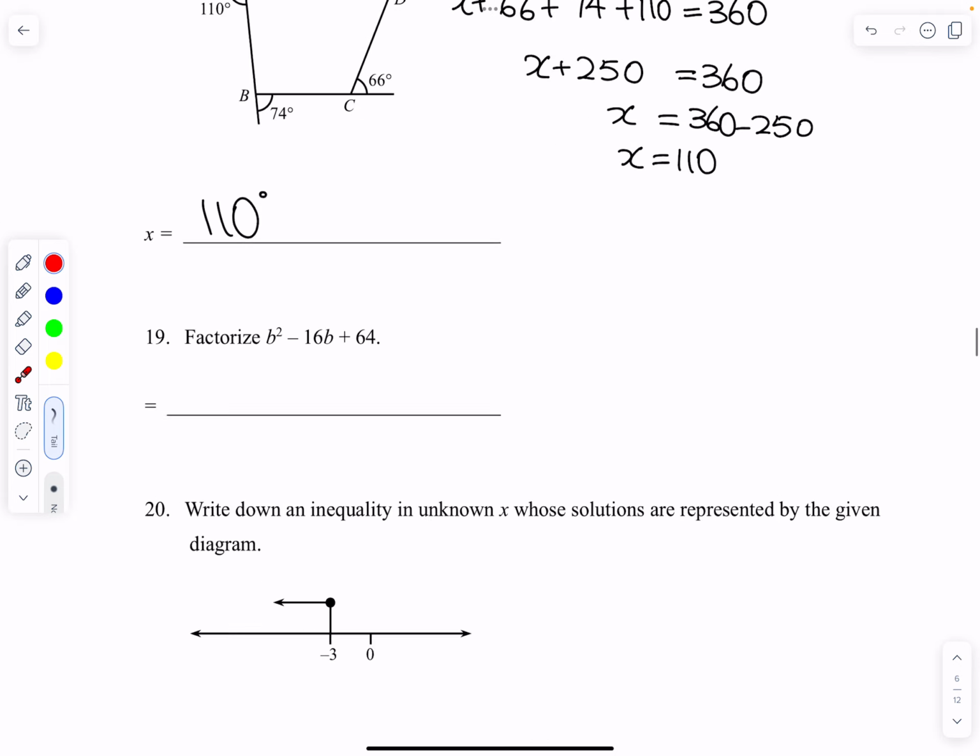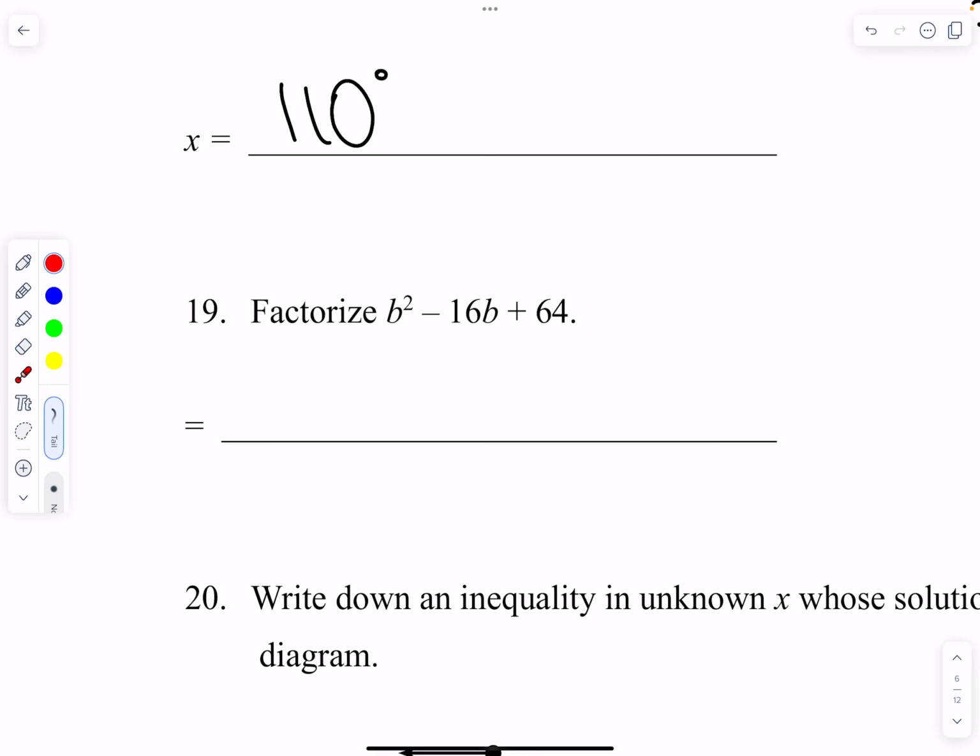Next, factorize. So put it in brackets. How do I turn this into brackets? Is 64 a square of anything? 64 is the square of what? What times what is 64? What times what is 64? 8. So 8 square. 64 means 8 square.